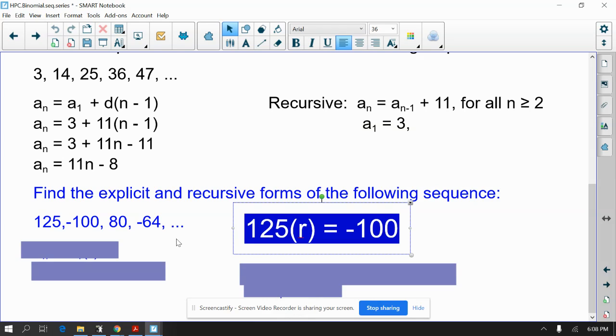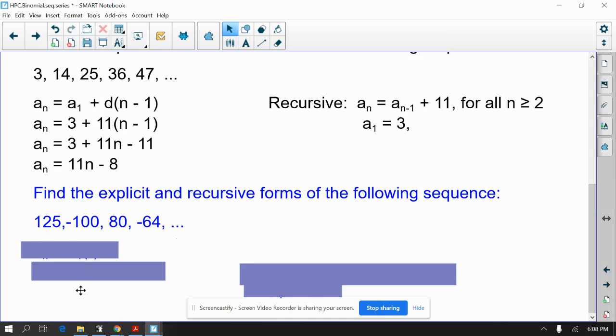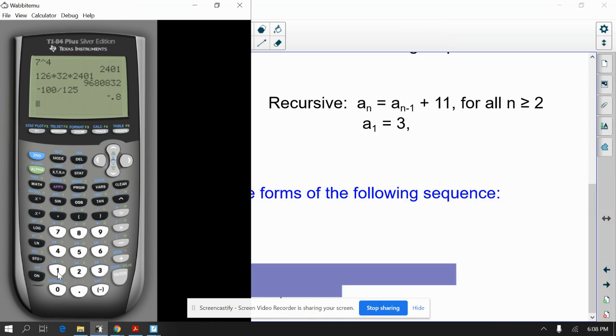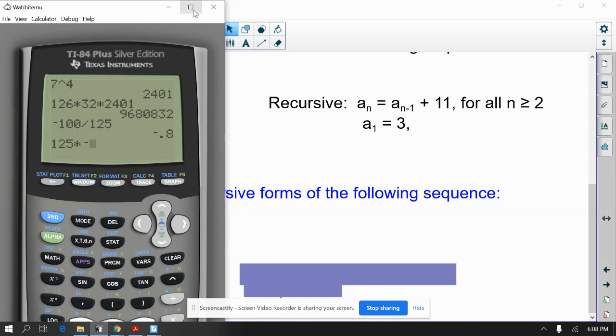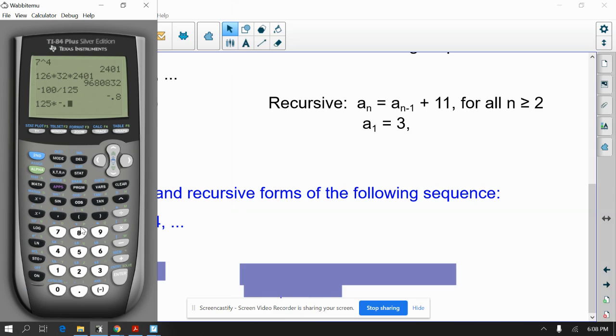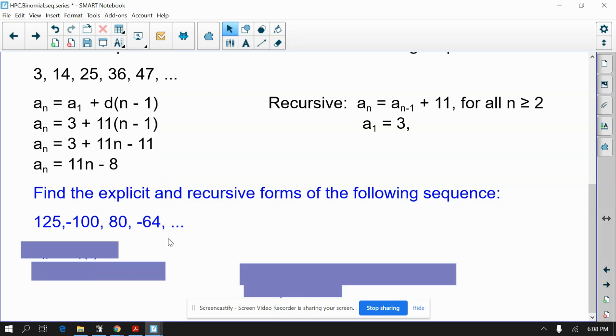And it is. You can take 125, multiply by negative 0.8, you get negative 100. You multiply that by, again, negative 0.8, you get 80. You multiply that by negative 0.8, you get negative 64, etc. So you get this sequence.